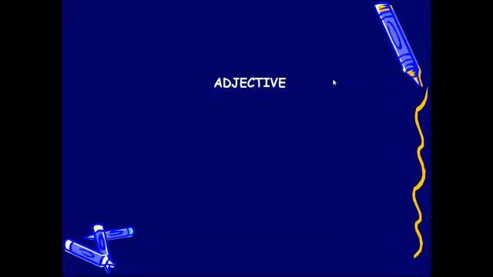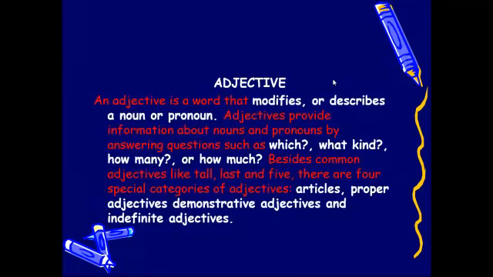Our next part of speech is called adjective. An adjective is a word that modifies or describes a noun or pronoun. Adjectives provide information about nouns and pronouns by answering questions such as which, what kind, how many, or how much.